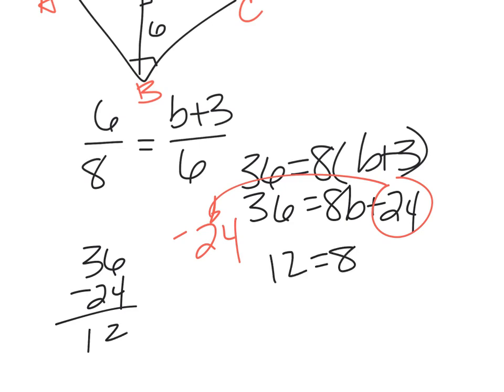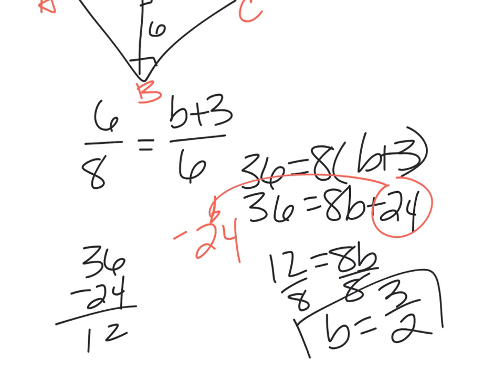So 12 equals 8b, divided by 8, and then b is 12/8, which is 4. Nope, just kidding. 3 halves. Where's my eraser? 4 goes into 12 3 times. There you go. Sometimes it's the simple math that gets me. Okay, or 1.5.